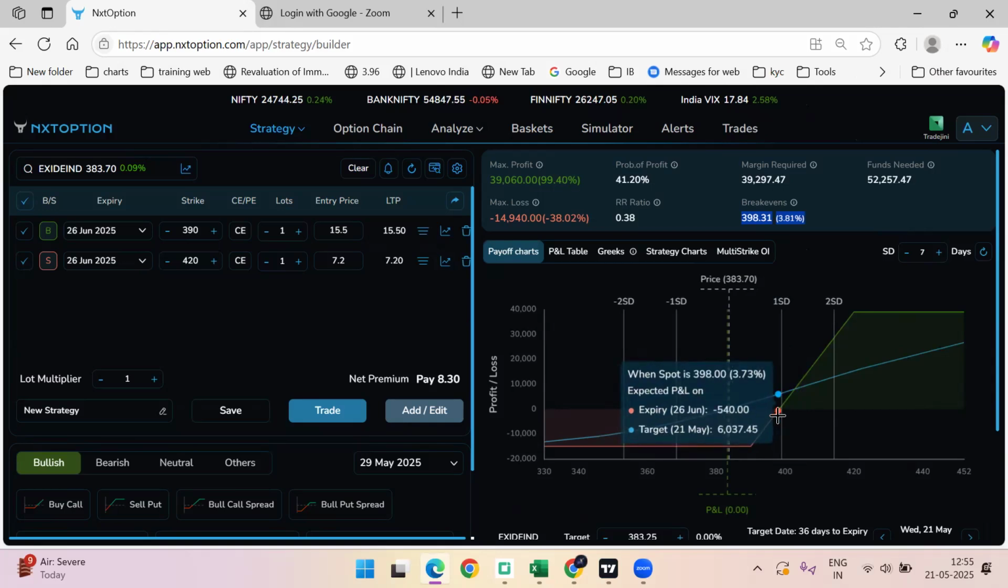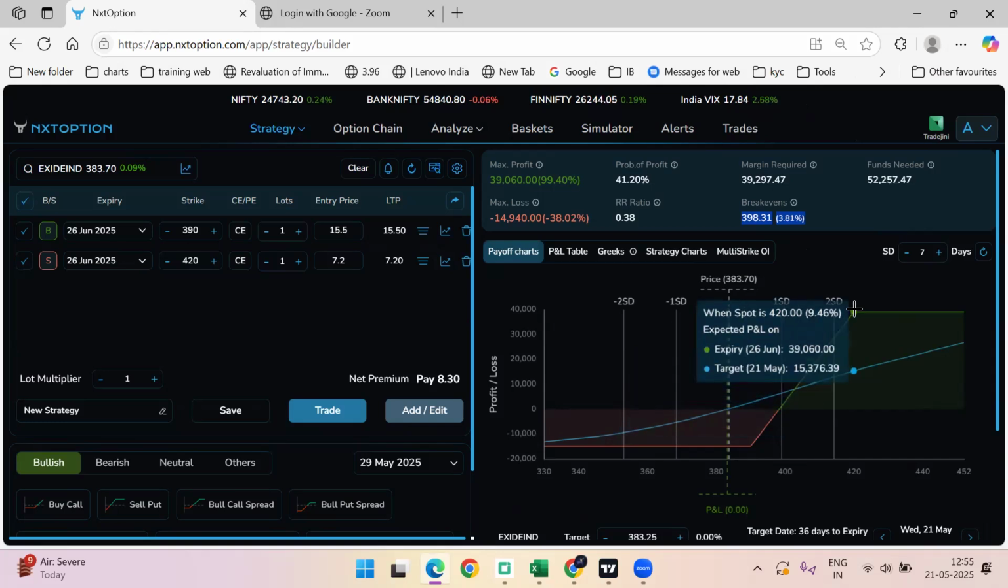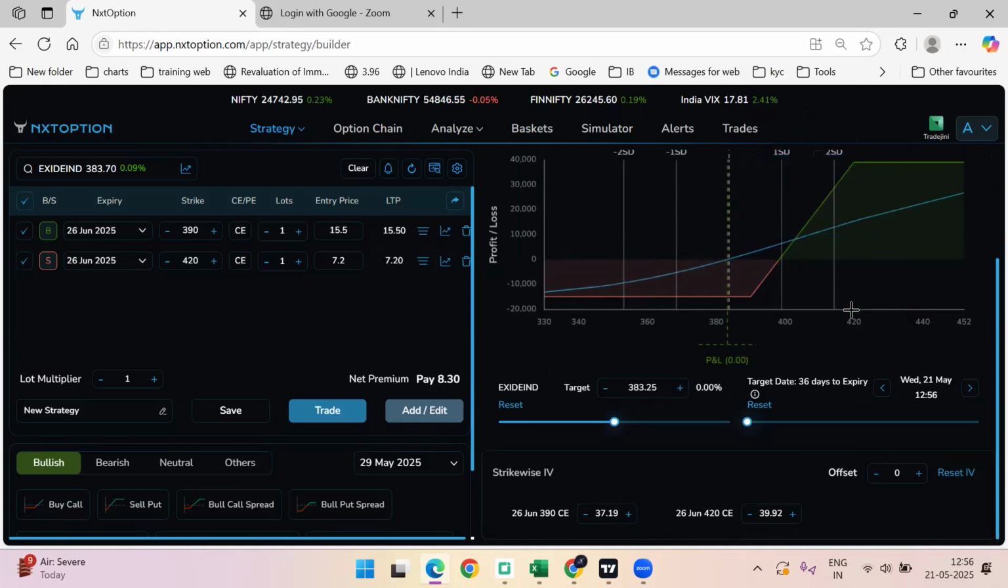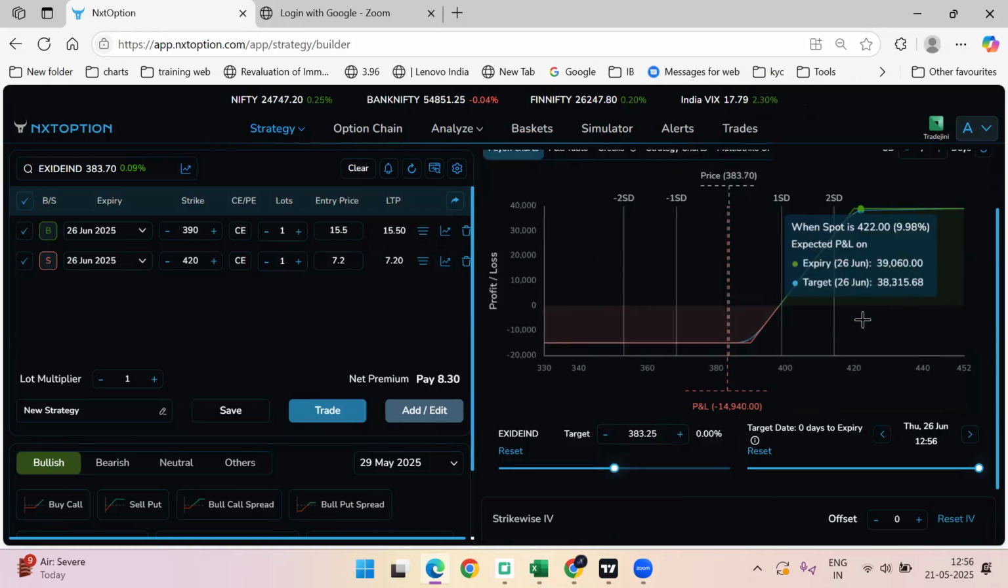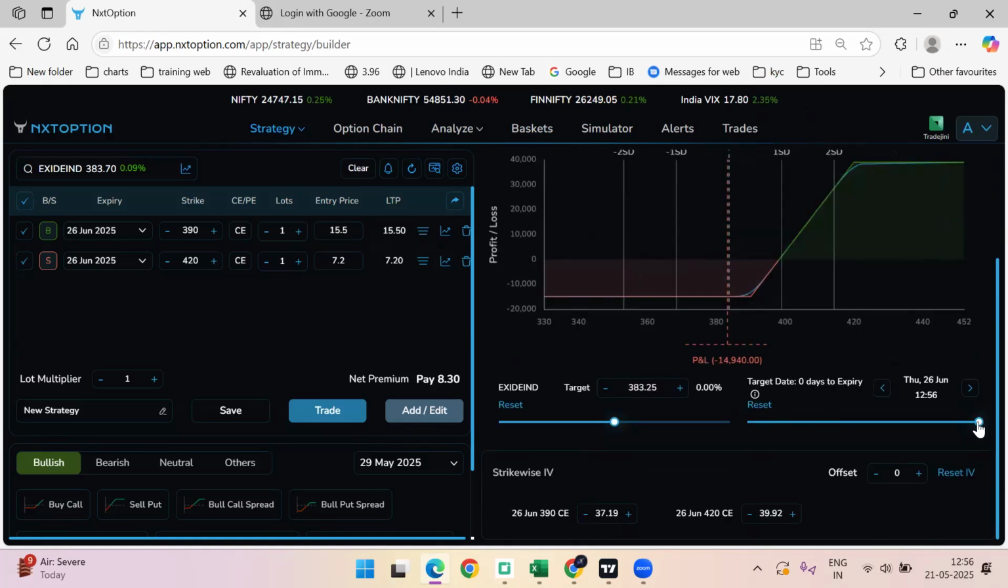So if the stock goes from 398 to 425, I make 37,260 as a gain. 37,000. Again, you can test it based on the time. For example, if I wait till 26th June, my max gain will be 39,000. But what if the price goes up before 10th June? Let's say the price goes to 425.